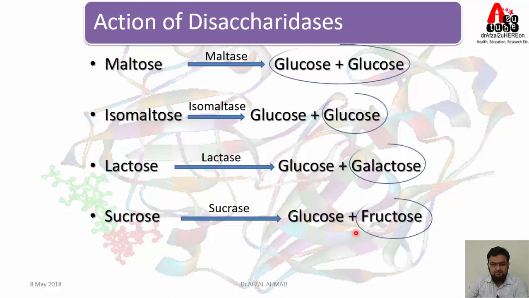So the end products will be monosaccharides, which can be easily absorbed from the GIT. After the action of the disaccharidases, we have in the GIT glucose, fructose and galactose as monosaccharides, which can be easily absorbed in the GIT.